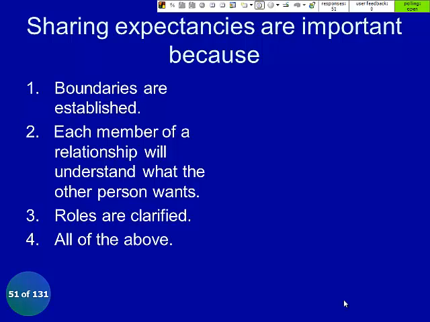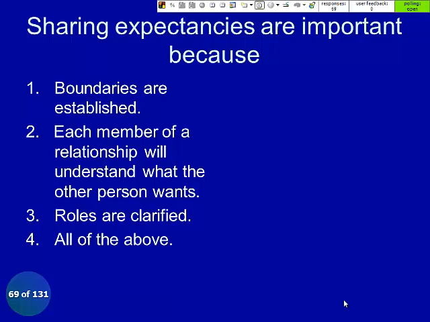So, sharing expectations are important because of what? 1, boundaries are established. 2, each member of a relationship will understand what the other person wants. 3, roles are clarified. Or 4, all of the above. Now, again, I'm trying to teach you how to take multiple choice questions. When you see all of the above, that means what? 1, 2, and 3 better be right.